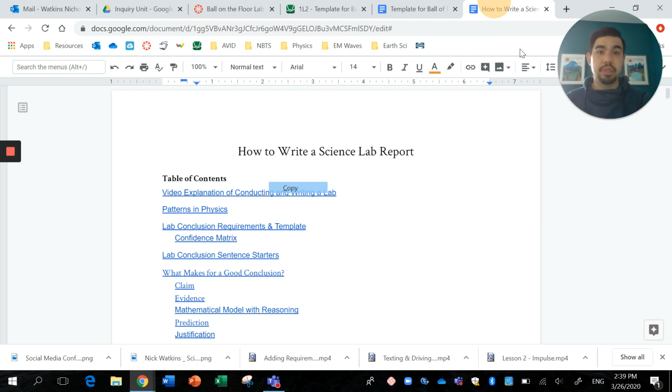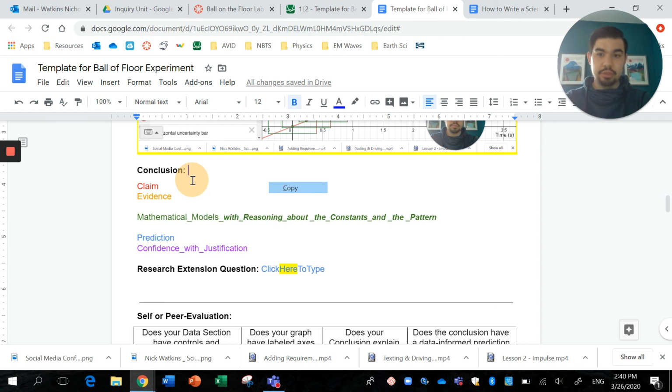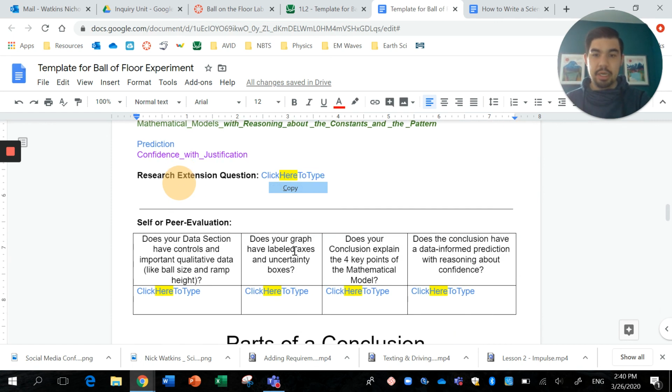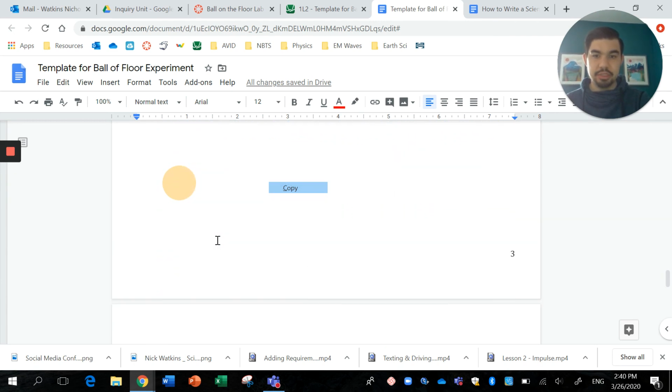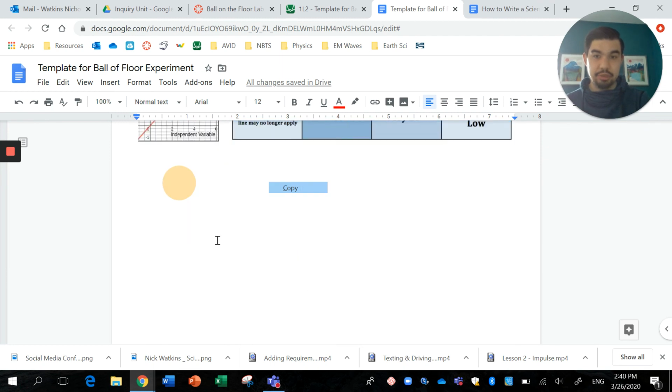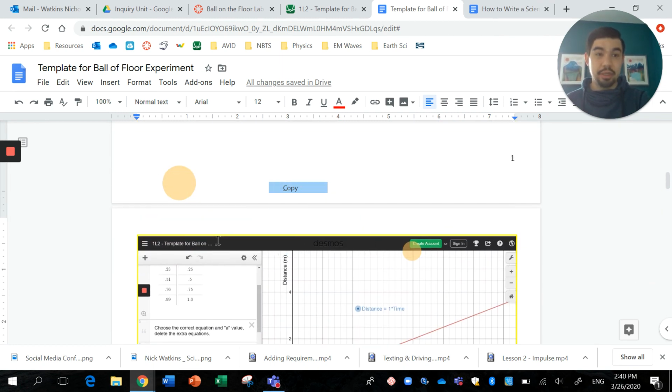And don't forget, once you have typed out your lab conclusion, you can just go through this checklist and make sure you checked off all those boxes. Again, there's a confidence matrix here for you to use. Make sure you are submitting it through Canvas.